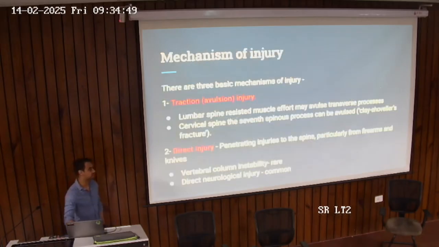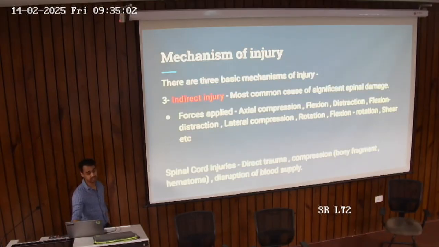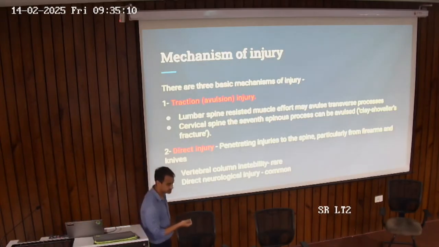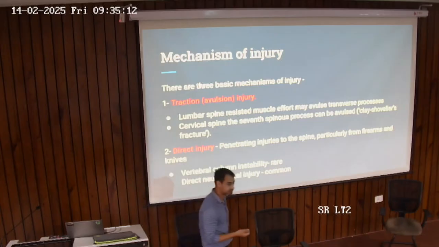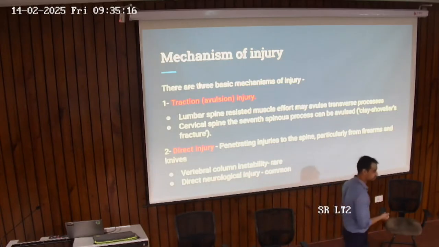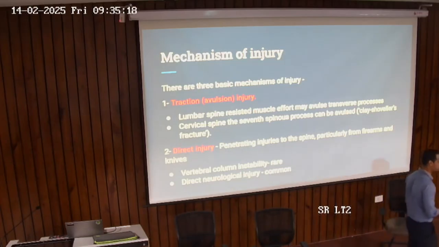So what are the mechanisms of injury? How can it get damaged? There are three basic mechanisms. One is traction, one is direct injury, and one is indirect injury. So what is traction basically, or avulsion injury? How does avulsion happen? Not just in spine, anywhere in the body.